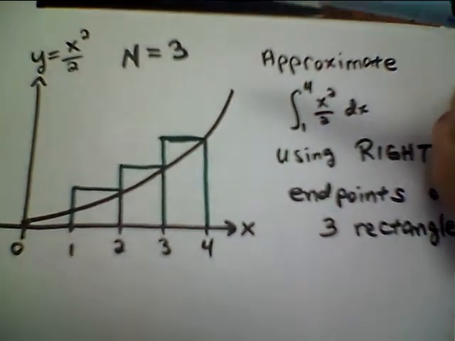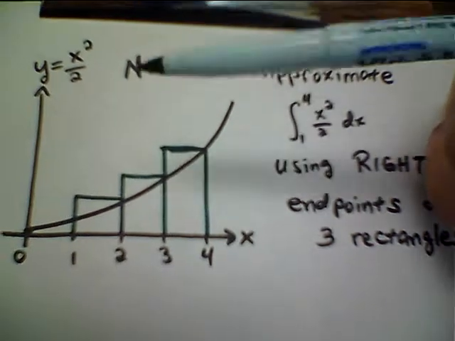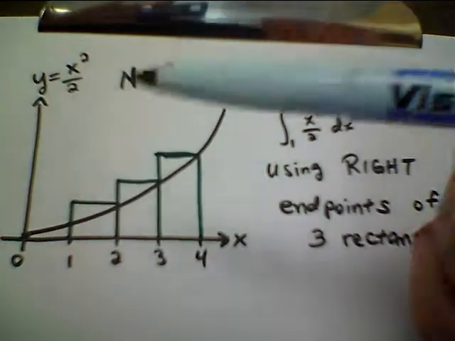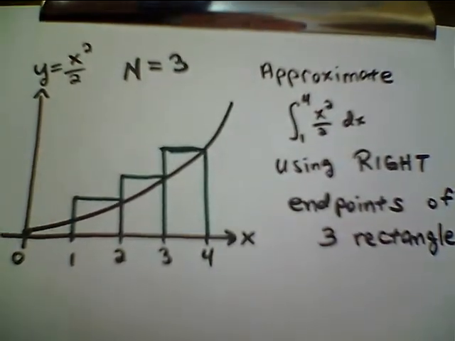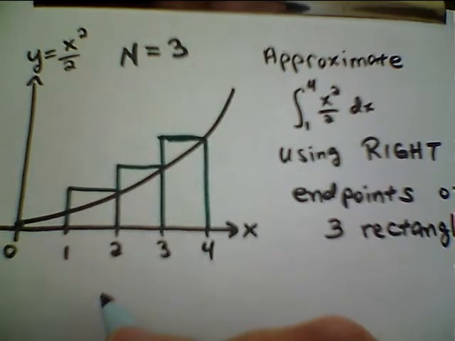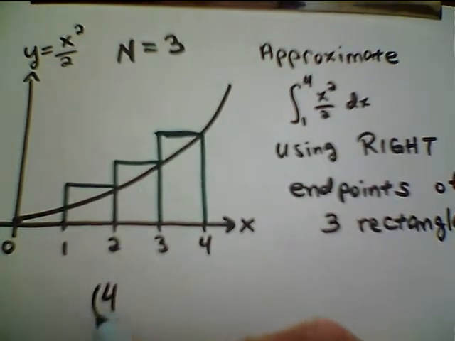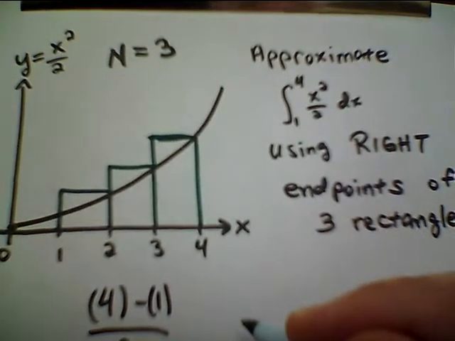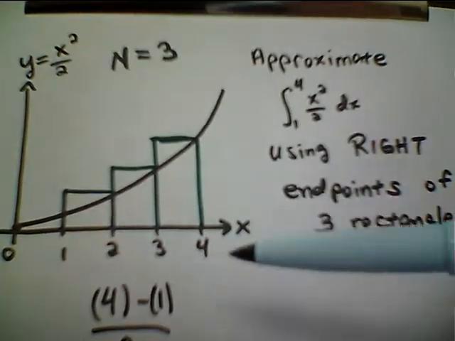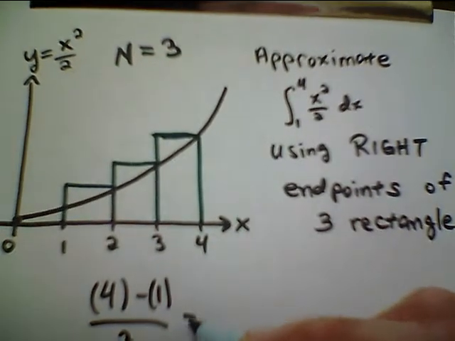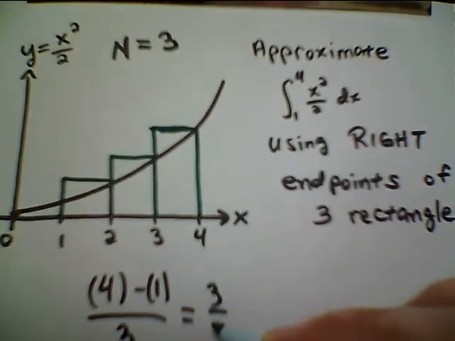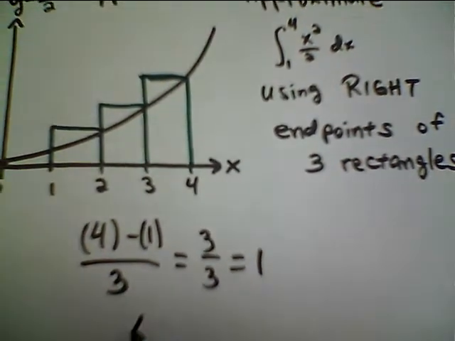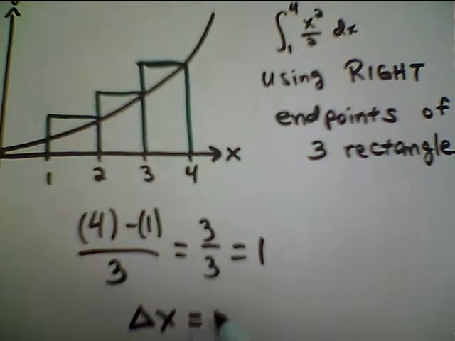N is 3, so we're using 3 rectangles. And you're wondering how we got the 2 and the 3. Well, just remember that if we're going from 1 to 4, then the spacing with 3 rectangles must be 4 minus 1 over 3 rectangles. So you take the length of the entire interval divided by the subdivisions, and you get 3 over 3, which is 1. Since these are evenly spaced, that gives us the delta x, which is 1.